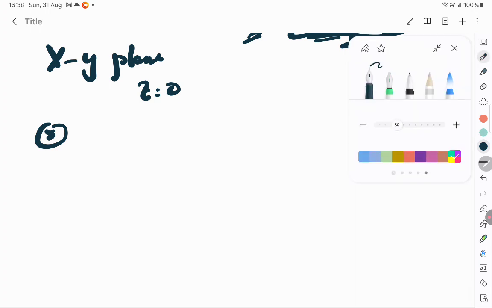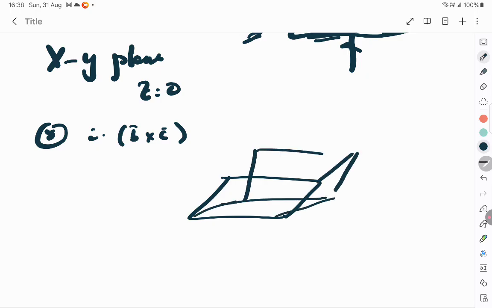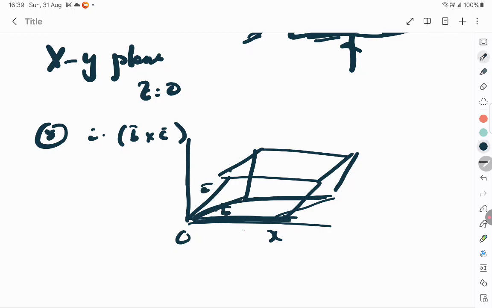Fifth question is about: show that A dot B cross C is equal in magnitude to the volume of the parallelepiped formed by the three vectors A, B, C. So what is a parallelepiped? You should know what a parallelepiped is. Like a parallelogram, you know the parallelogram is like this. If you consider this to be the origin, you can call this A vector, this B vector, and this C vector.